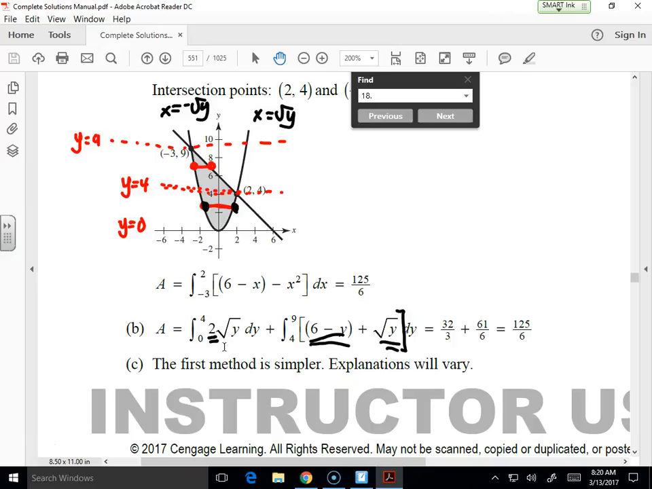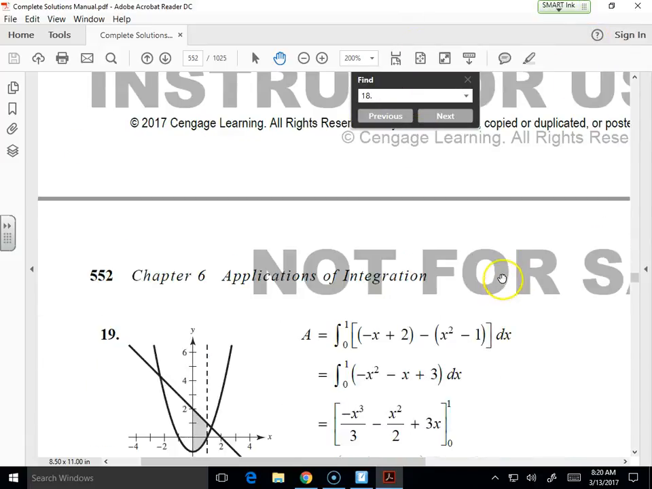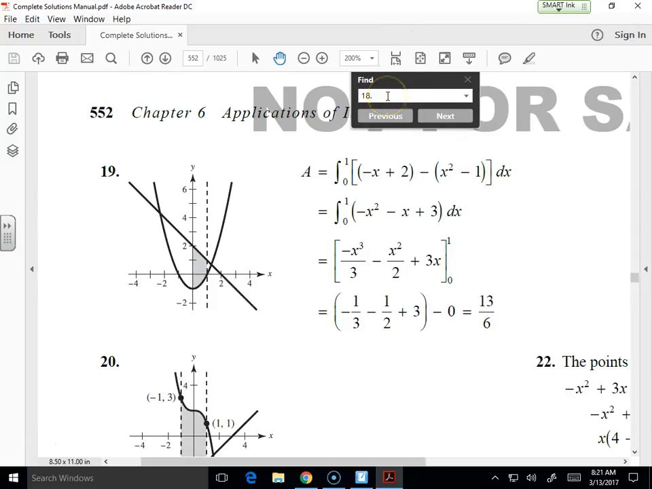However, long story short of all that they asked you to do on this problem, is it easier to do top bottom or right left? Top bottom in this one. Not always, but top bottom on this one. Final answer 125 over 6, and yeah, top bottom's way easier. Next one, number 22.